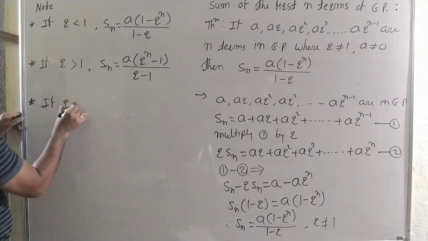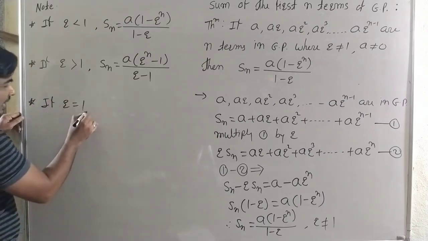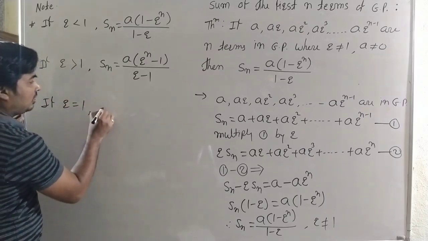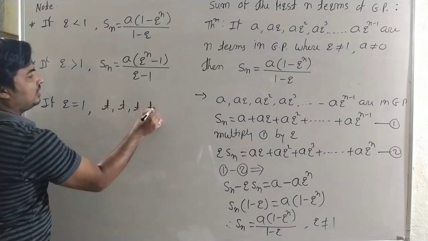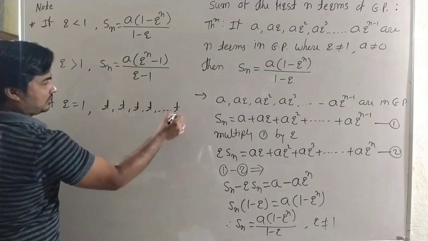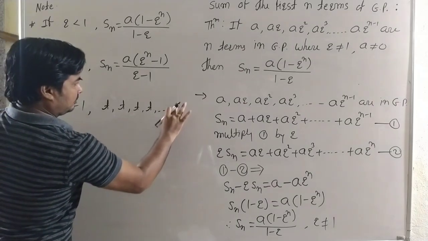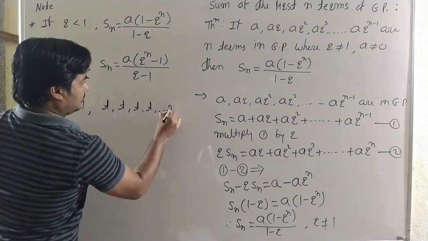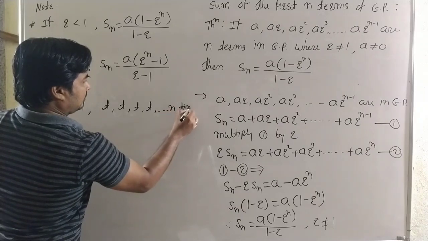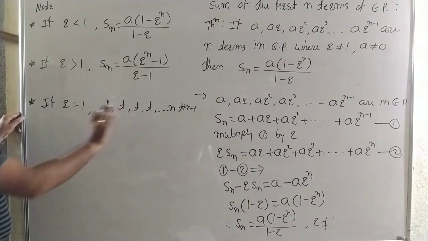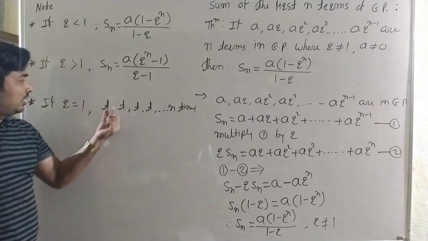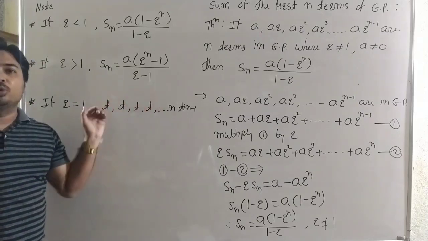If r is equal to 1, see carefully, that means all the terms are t, t, t, t, up to n times. All the terms are the same because the ratio is 1: t upon t, t upon t, t upon t, n terms.